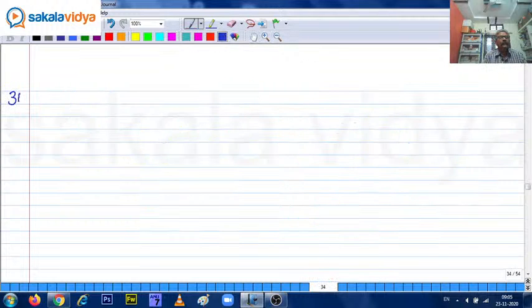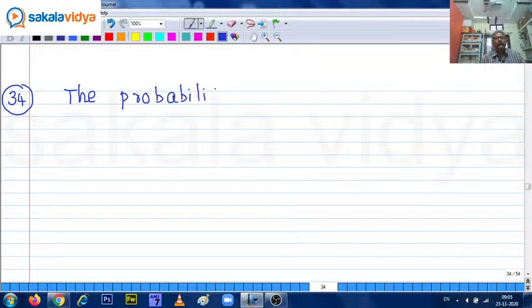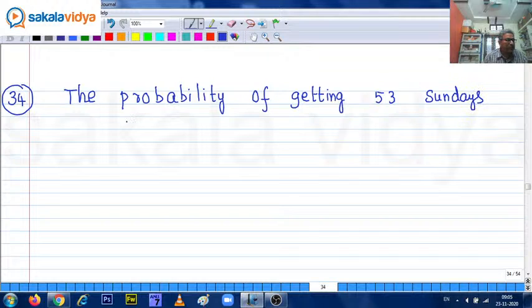Okay, 34th problem. This is a somewhat typical problem, a level 2 problem. The probability of getting 53 Sundays in an ordinary year, not a leap year, a non-leap year.